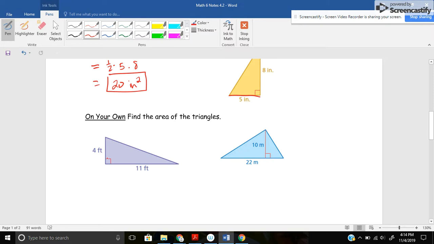For these two, 4 times 11 is 44, half of that would be 22. And for the second one, 22 times 10 would be 220. Divide that by 2 would be 110 meters squared.